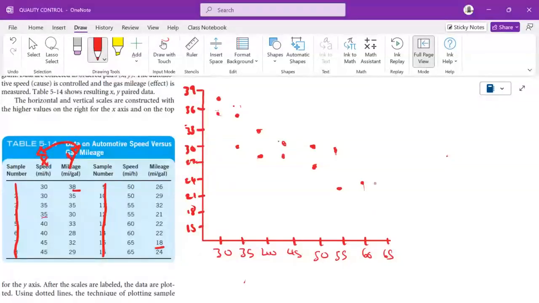60, 22 again, and then 65, 18. 65, 24. We want to find a line that comes here. We want to find the line that comes here. And the use of your calculator, this is where it comes in.